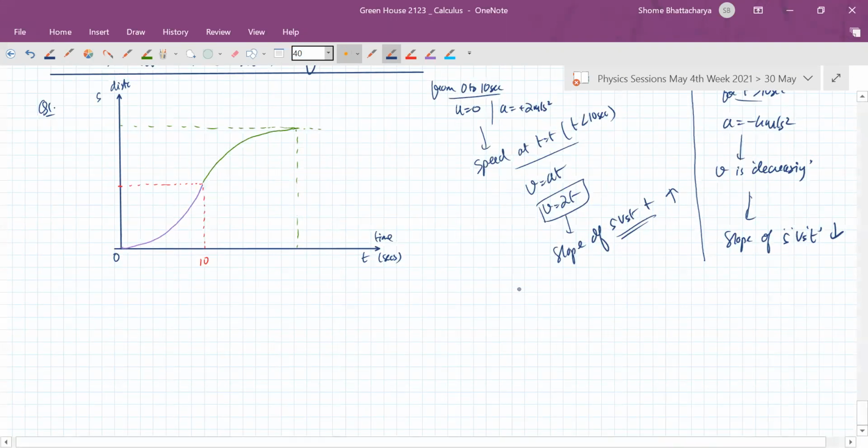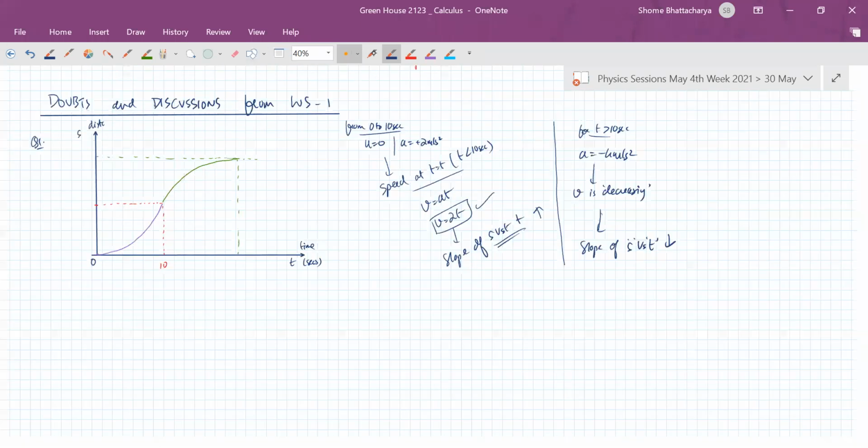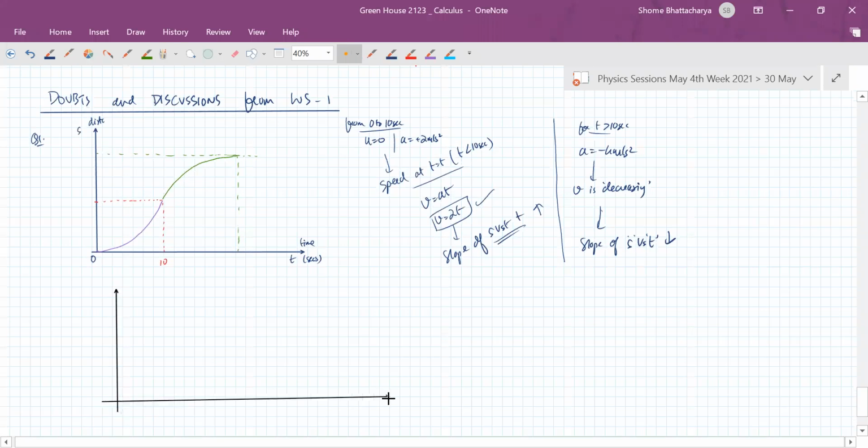Speed is a linear function of time. So if I interpret the speed versus time graph here, I can see that in the first part, the speed is increasing uniformly with time till 10 seconds. And it's increasing at the rate of 2 meters per second square. So in this interval from 0 to 10 seconds, I have an acceleration of plus 2 and the initial velocity was 0.